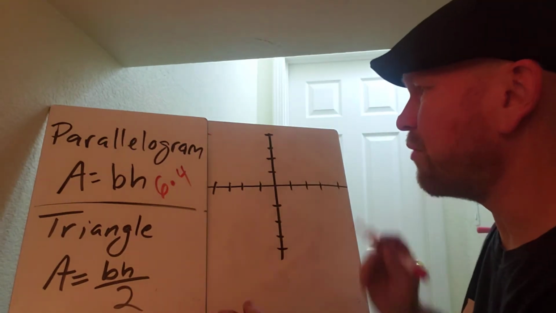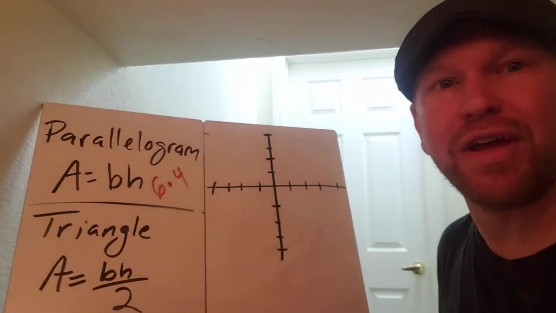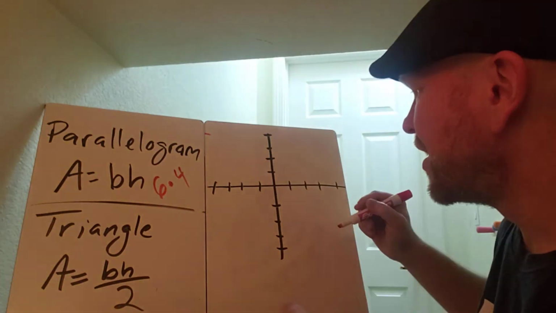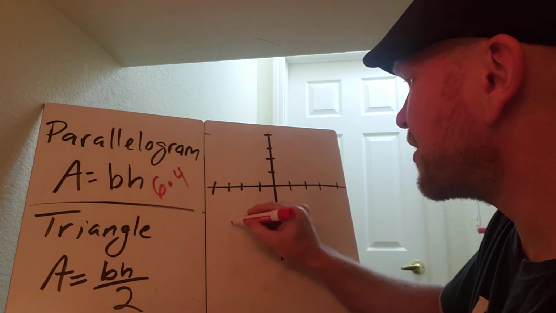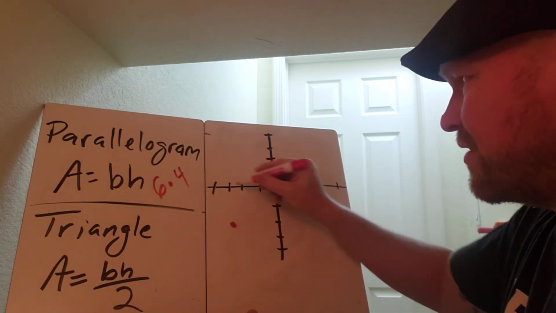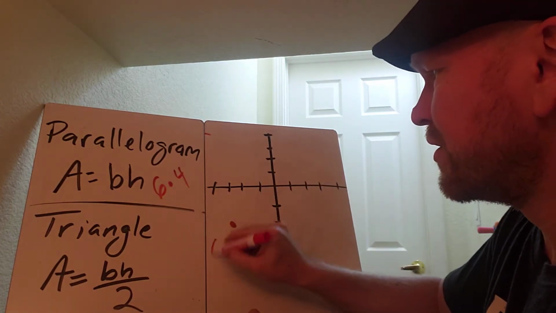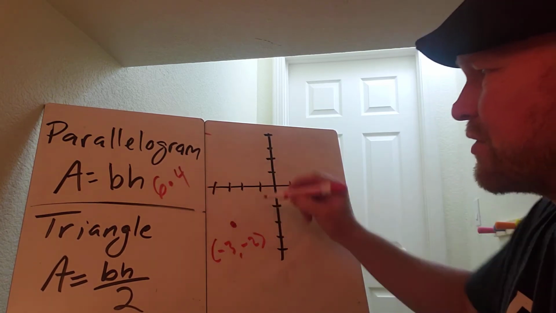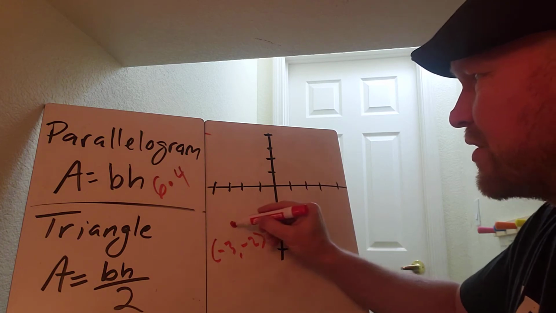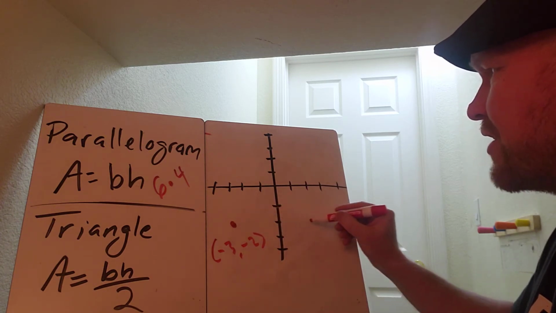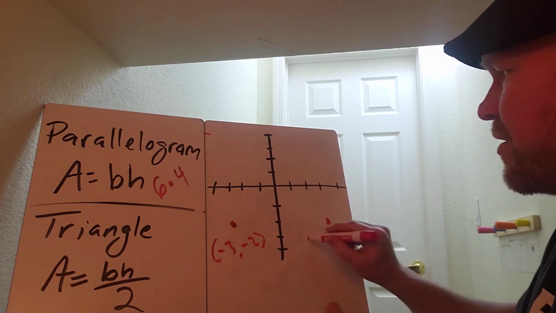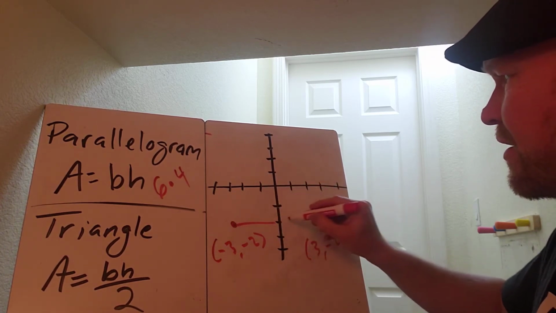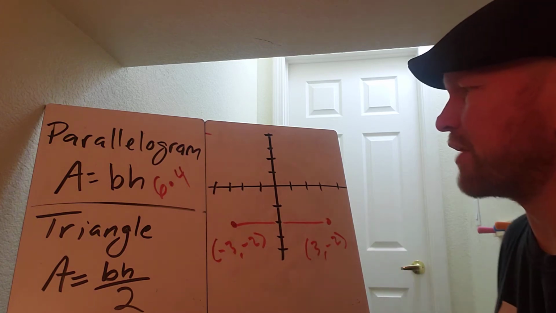All right, and I wanted to encourage you to use some positive and negative numbers. So I'm going to go to the different quadrants here to get positives and negatives. Maybe if I go to right there, which is at -3, -2, that could be the first point. We want the base to be 6, so I'm going to go 6 this way, straight across. So if I go 6 that way, it's going to take me to +3, -2. And there's the base of my parallelogram.